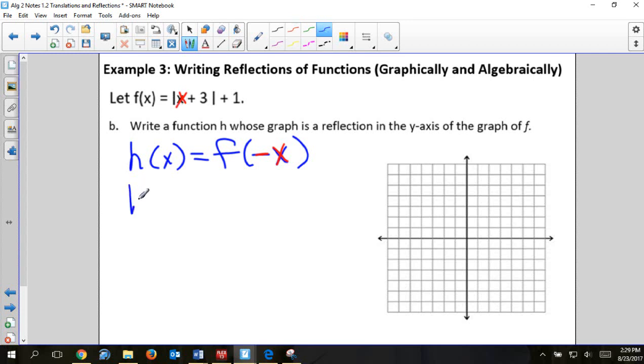So I will have h of x equals, in my function, absolute value. Instead of x, I now have negative x plus 3. So instead of x, I have negative x.